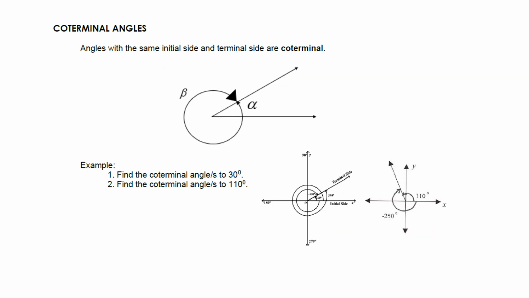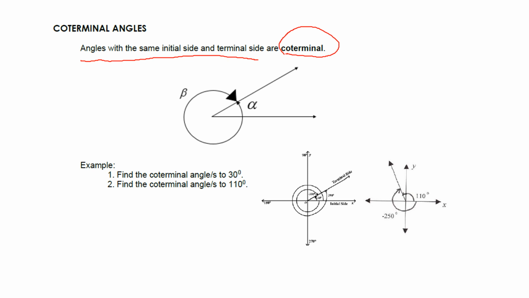Alright, so we also have what we call coterminal angles. So what are coterminal angles? We say that when angles have the same initial side and terminal side, they are called coterminal angles. So these are angles having the same initial side and terminal side. Let's look at this example.